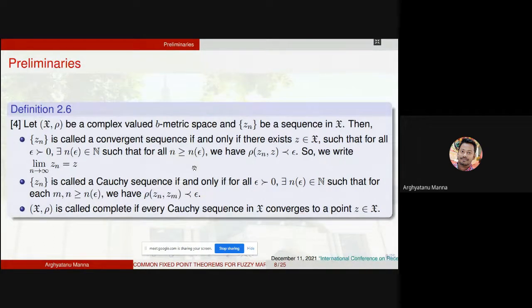Let X be a complex valued metric space and zn be a sequence in X. Then zn is called a convergent sequence if and only if the conditions are satisfied, and a Cauchy sequence if the second condition is satisfied. It is called complete if every Cauchy sequence in X converges to a point z in X.